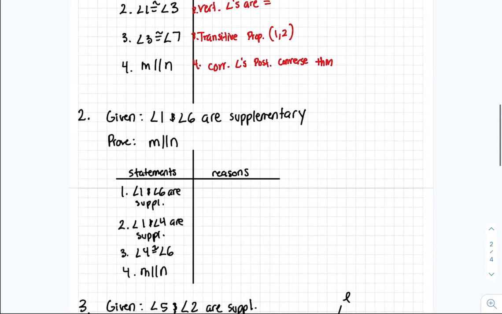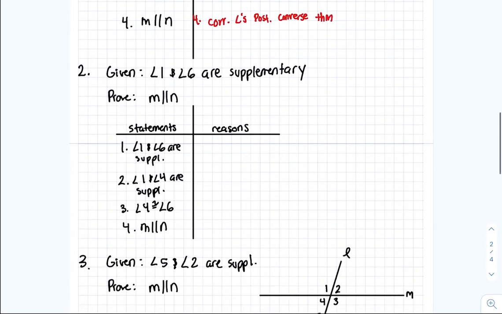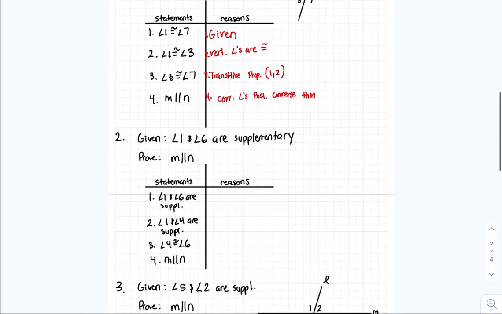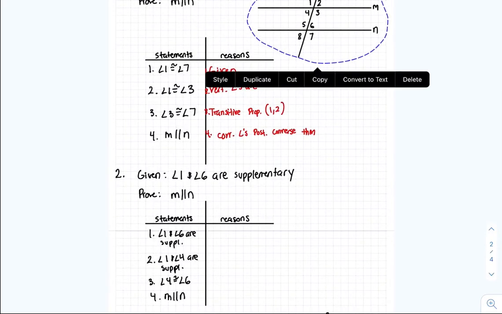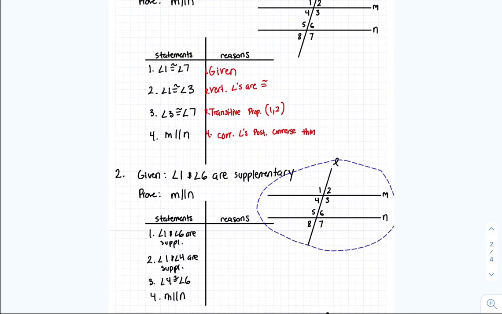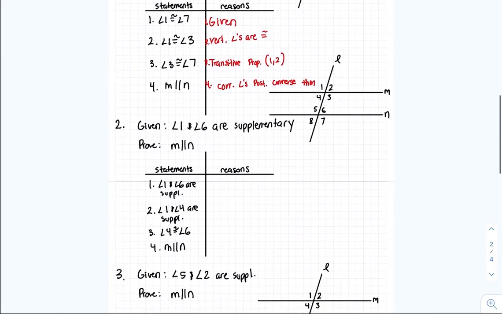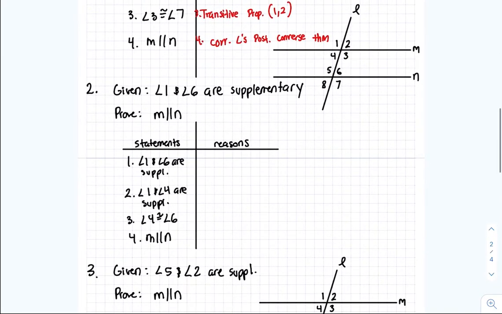Okay, let's try number 2. So number 2, I'll bring it down because number 2 is using the same sketch. Okay, so number 2. Now, 1 and 6 are supplementary. That's given, right? So now we have to try to prove that M and N are parallel.